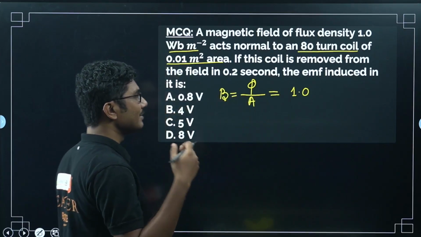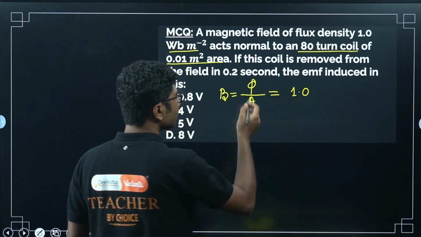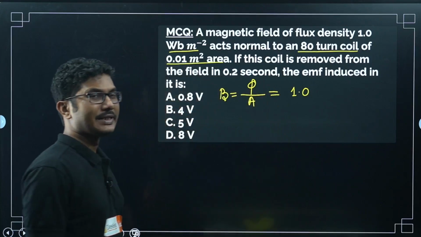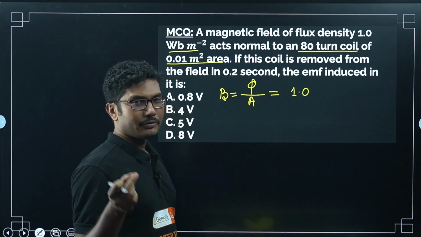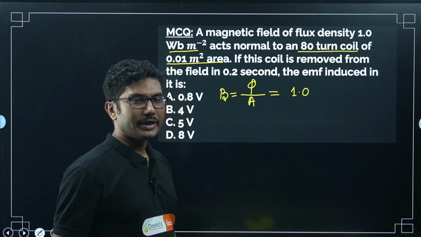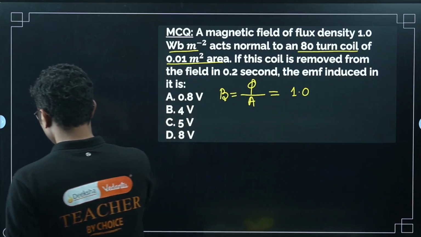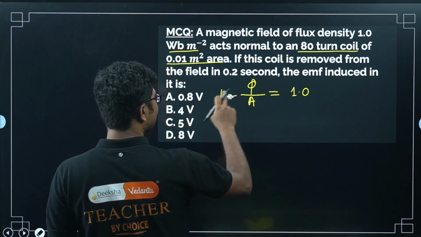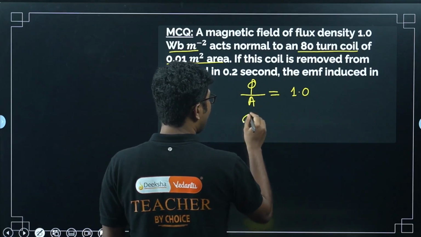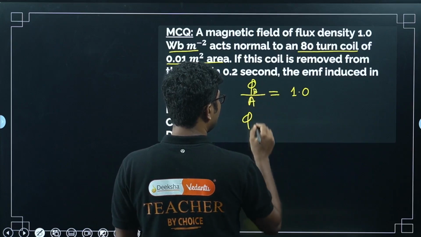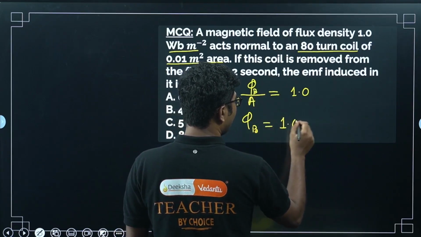We know that phi is equal to B dot A, so B A cos theta, and here cos theta is 1. In such a case, we represent it using flux density, because if we include the cos theta component in the area, that becomes flux density. So don't worry too much about this term. Flux density is nothing but flux per unit area. So flux, phi B, is basically this value times area.